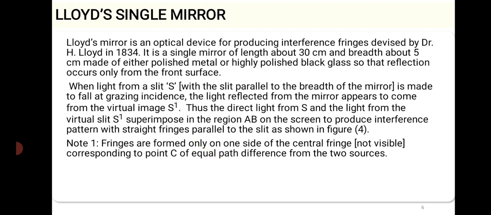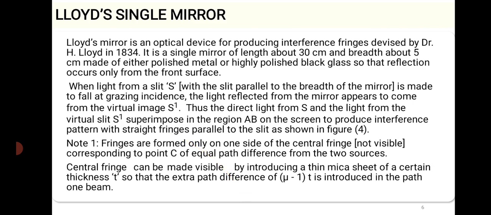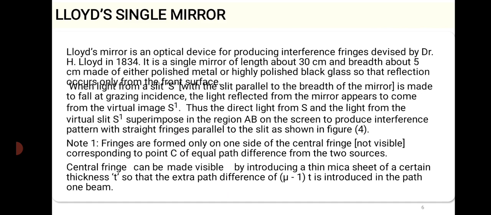Fringes are formed only on one side of the central fringe. The central fringe is not visible; it corresponds to point C of equal path difference from the two sources. The central fringe can be made visible by introducing a thin mica sheet of a certain thickness t, so that an extra path difference of (mu minus 1) into t is introduced in the path of one beam.